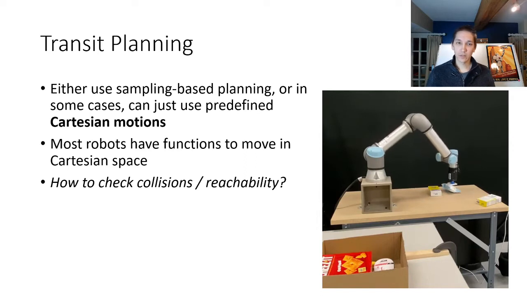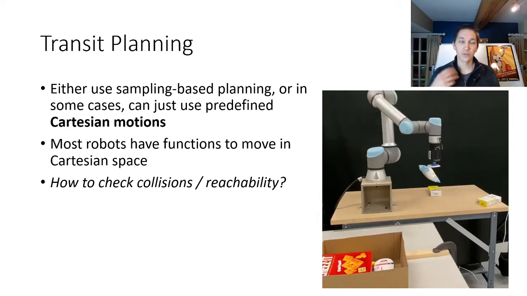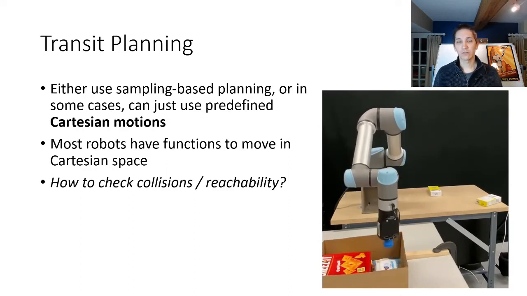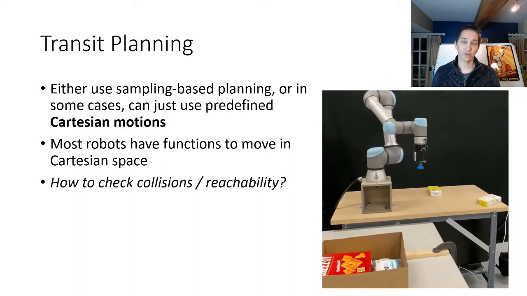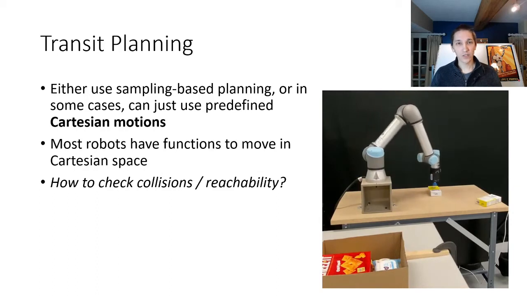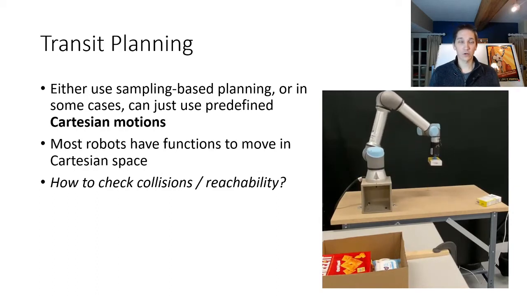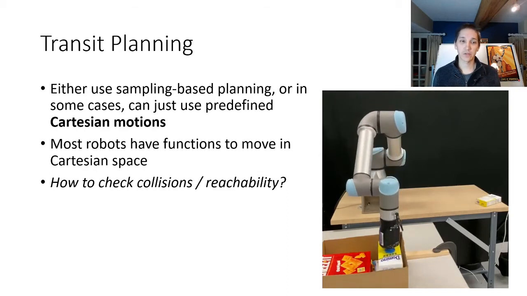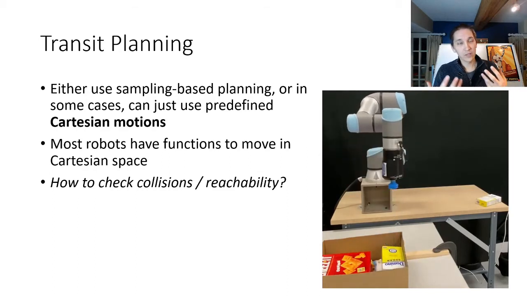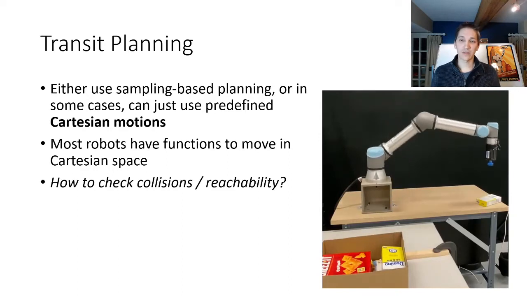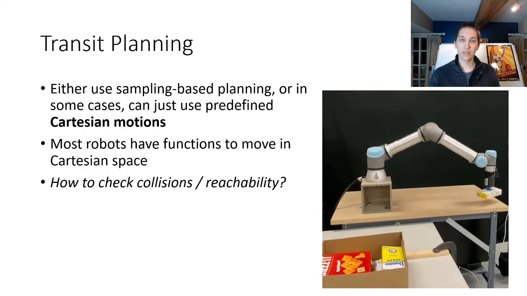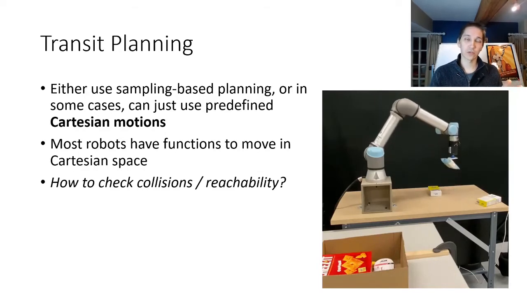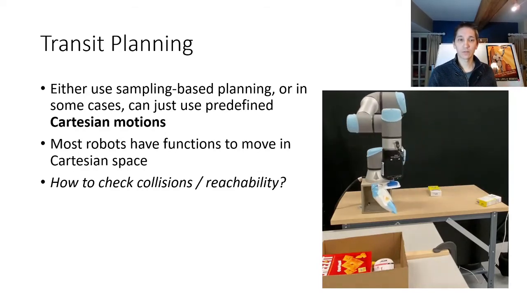Next, you'll want to do transit planning, which you could do through sampling-based planning techniques, as we discussed last time. But sometimes you can also just use predefined Cartesian motions, such as moving in a straight line in Cartesian space. Now, this is safe only if you know that the workspace that you're working in is completely contained within the robot's reachable workspace. Now, we need to sometimes verify whether or not these paths actually are feasible. And so we actually may need to check collisions and reachability rather than just relying on a robot's motor controller to perform these Cartesian motions.